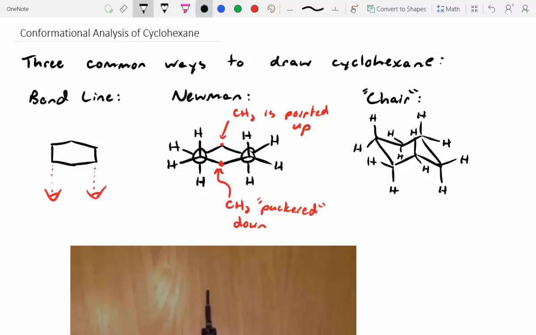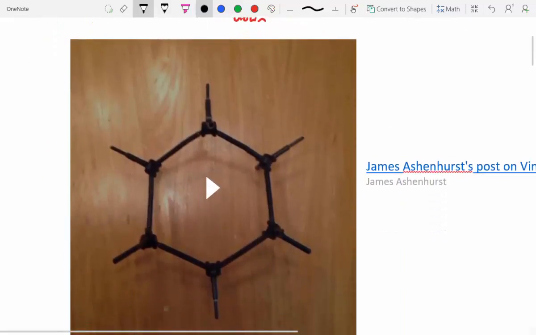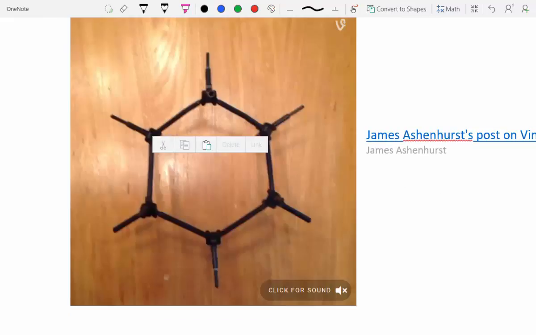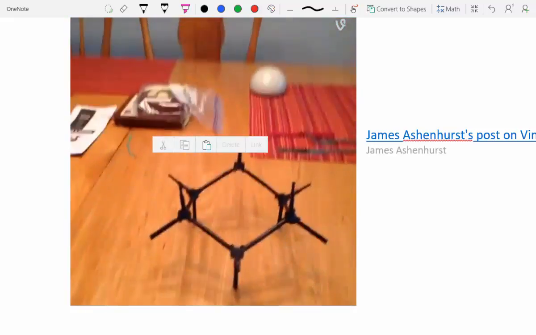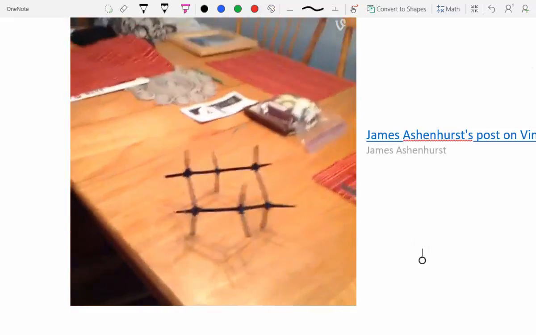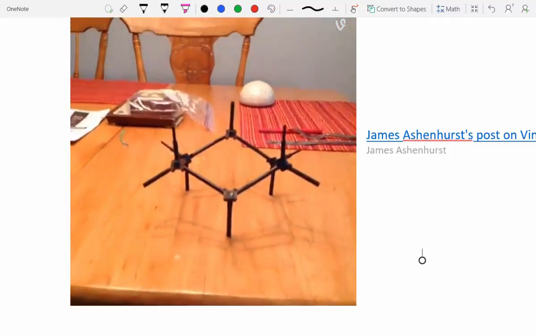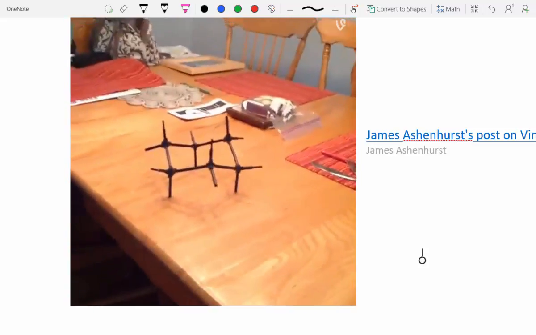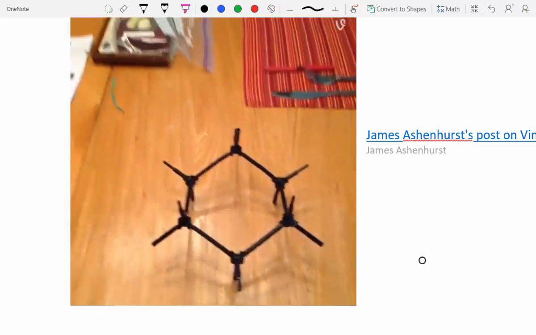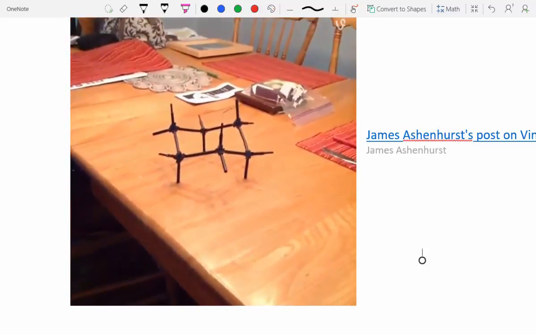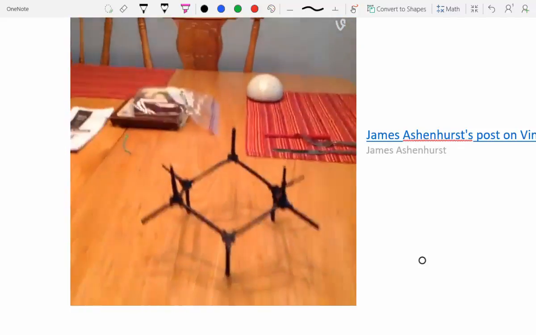These are all the exact same molecule. And I want to show it using this video. See if it works. We've got 2D, Newman, chair. Then 2D, Newman, and chair. So really it's the same molecule, just viewed three different ways.